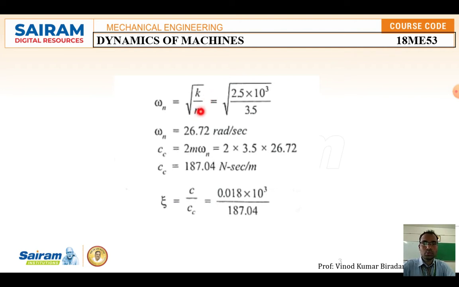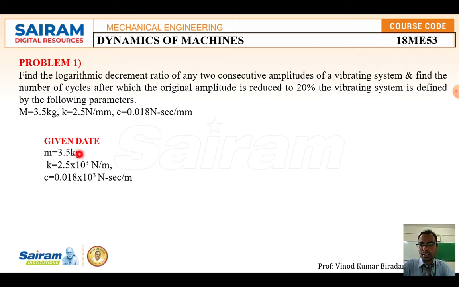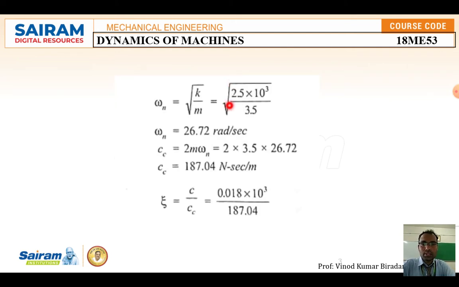We know the spring stiffness and the mass. Just substitute all the values here: k is given as 2 point, and the mass is also given as 3.5. Substituting, we get the angular natural frequency as 26.72 radian per second. The unit is radian per second, that is rad/s. Once we know the omega n value, we go for calculating Cc.